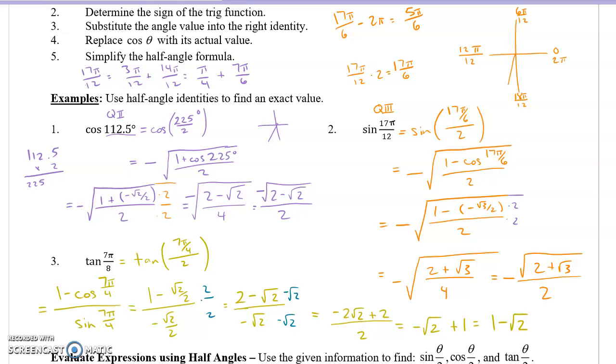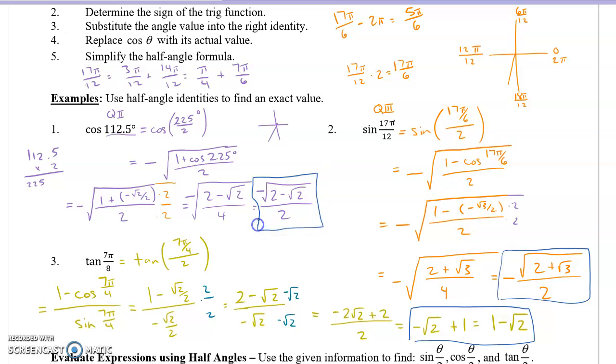So those will be your half angle identities at work. Either one of these is good for your final answer. This is good for your final answer for example 2. And this one, with that negative that we almost forgot, is good for your answer for number 1.